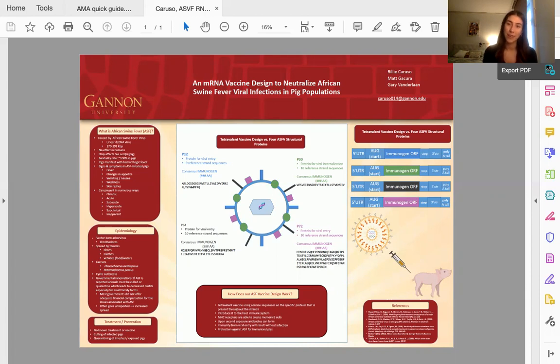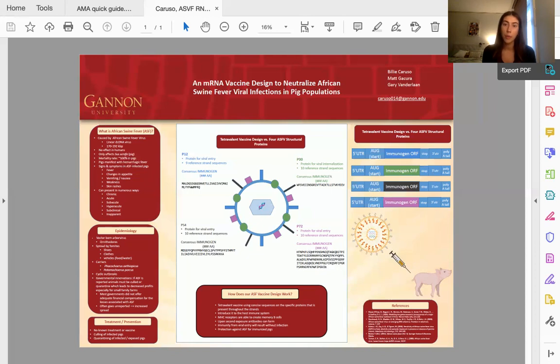And there's no vaccine as of right now. So with the help of Gary and Matt, we did design a potential tetravalent vaccine to combat 4 different structural proteins that are vital for African swine fever virus. So that is going to be protein 12, protein 30, protein 52, and protein 72. These are all structural proteins that are essential for viral entry.